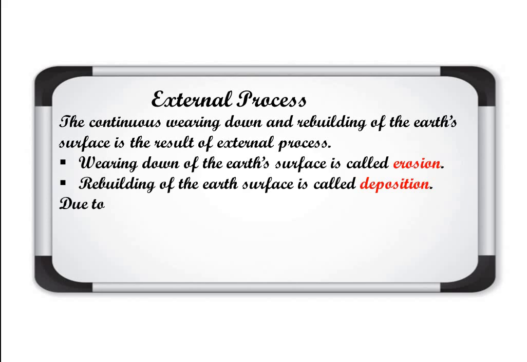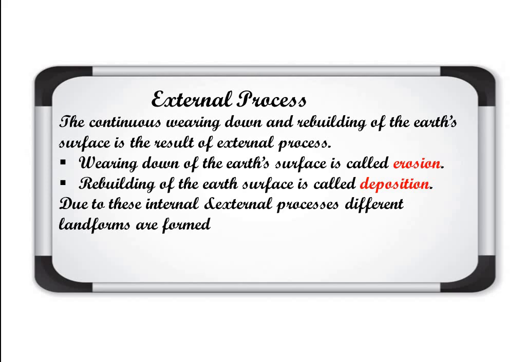Due to these internal and external processes, different landforms are formed on the earth. As I told you in the starting, these internal and external processes are responsible for forming different landforms on the earth. Now let's discuss the different landforms. In our syllabus there are only 3 main landforms described: plateaus, plains and mountains. So one by one we'll take them. First is mountain. What are the features of these mountains and how do we define the mountain?